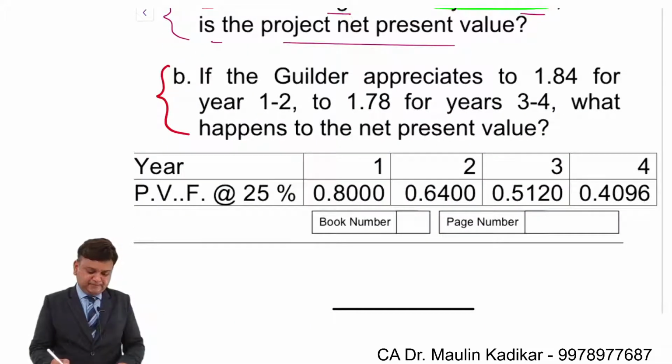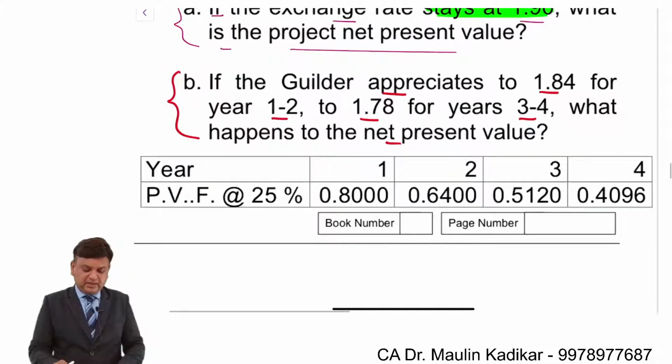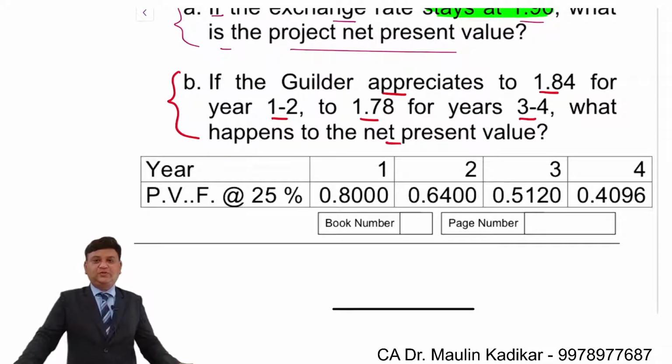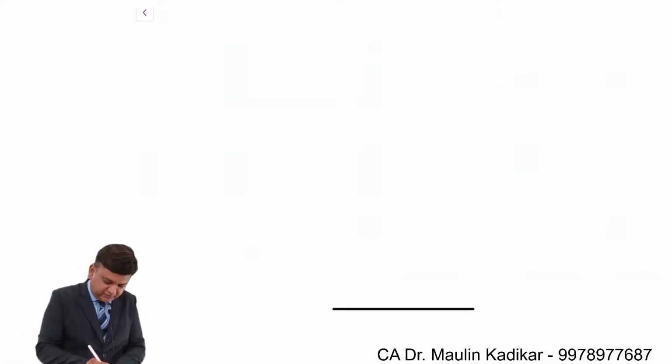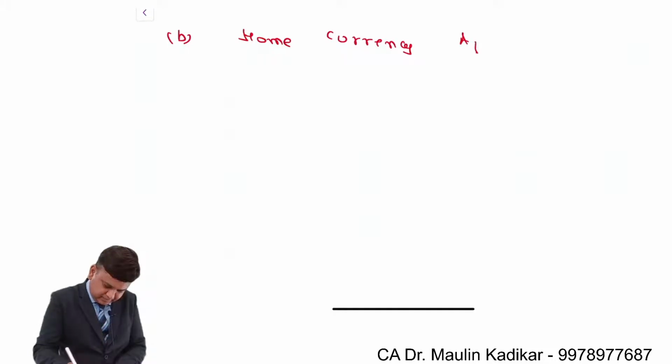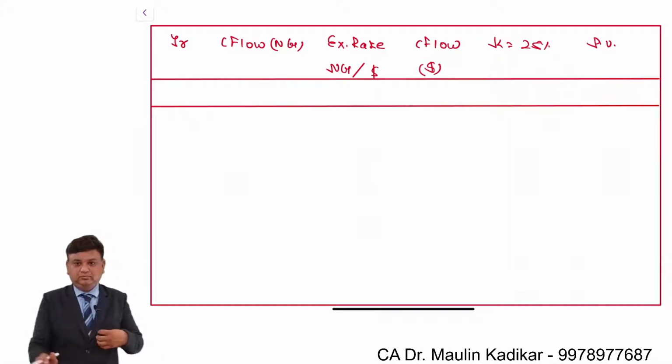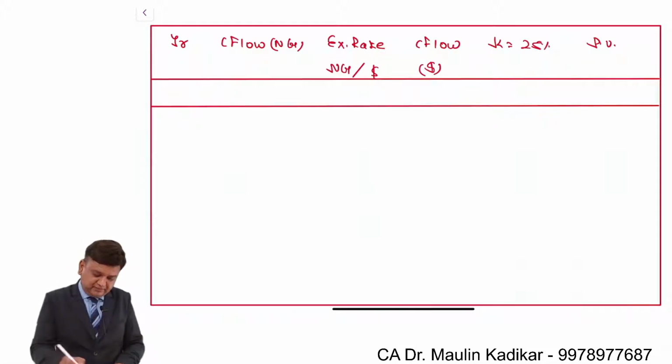B part of the question: if the guilder appreciates to 1.84 in year 1 and 2, 1.78 in year 3 and 4, what happens to the NPV? That is the question. Try to answer with the home currency approach for the second part of the question. So let us answer the B part of the question, home currency approach. So let us see NPV calculation, friends.